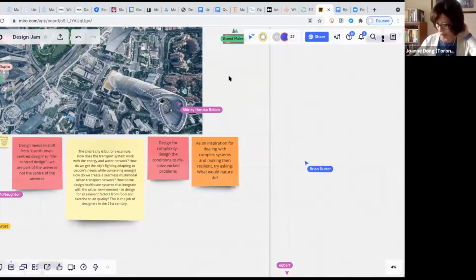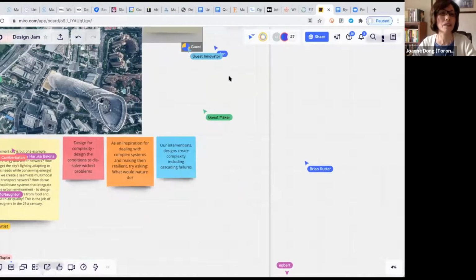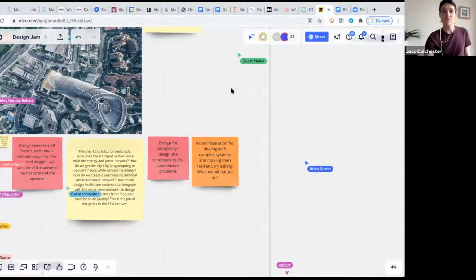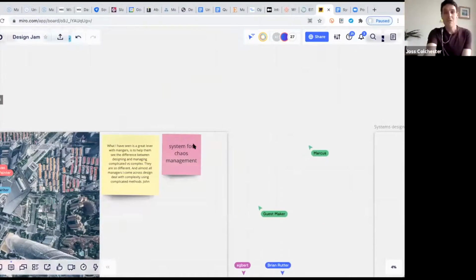One of the examples in my upcoming blog post is how wolves changed the ecosystem in Yellowstone National Park in the US. And that's a classic example of how you dissolve a problem. Thank you. Systems for chaos management.